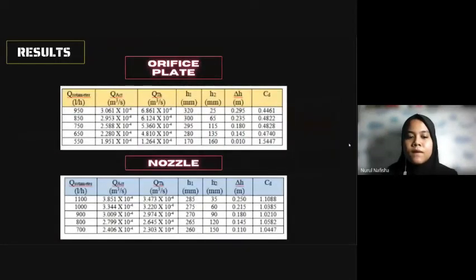So this is the data for the venturimeter, the same as the previous slide.